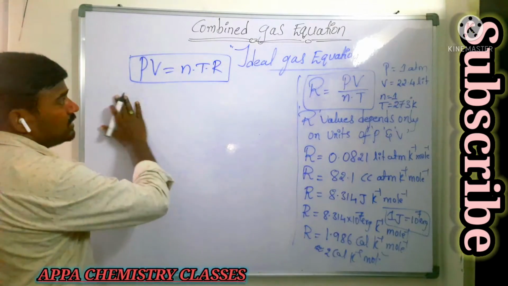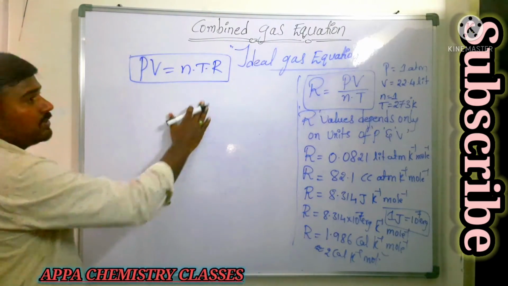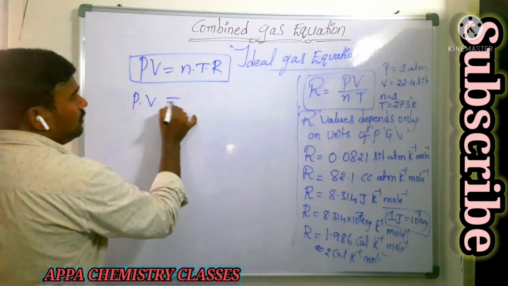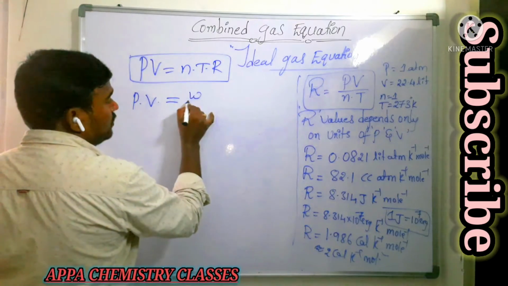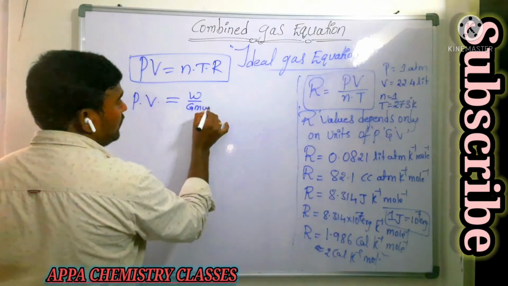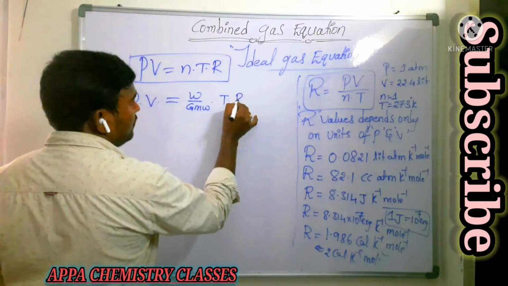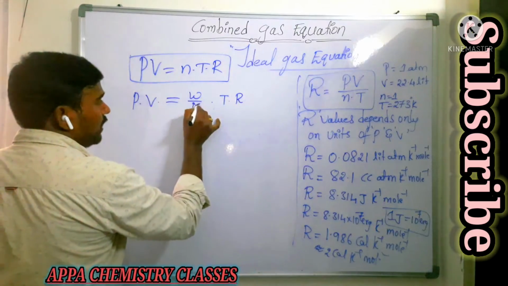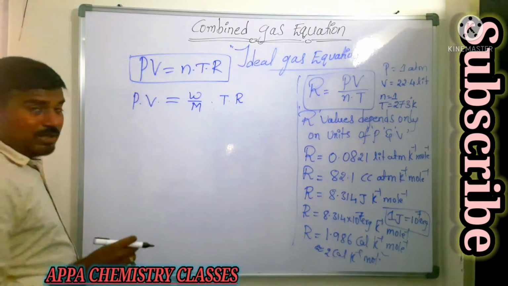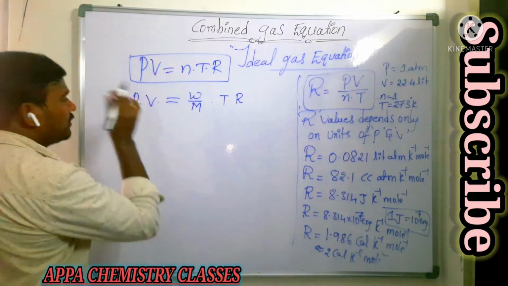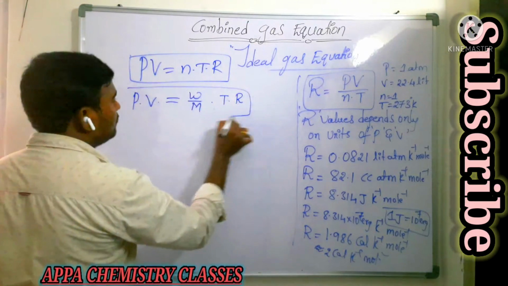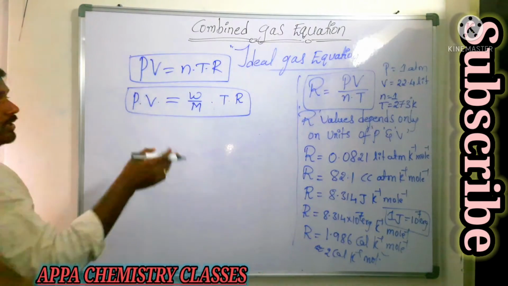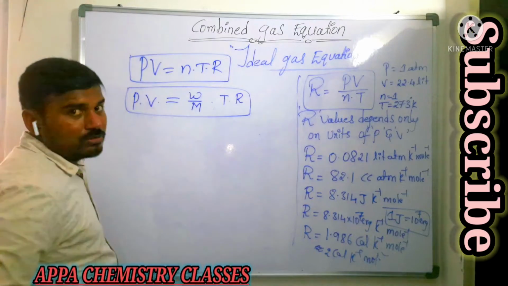Now you see here, this is called the ideal gas equation. From this ideal gas equation, what formulas are we going to get? P into V is equal to n, the number of moles, which is weight by gram molecular weight of a gas, into temperature into R. Here the gram molecular weight I am taking as capital M, which indicates molecular weight. This is one form. If they give the weight of a gas and the molecular weight, and ask you to find something, then you have to do like this.